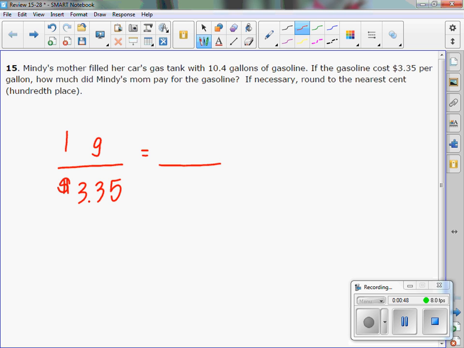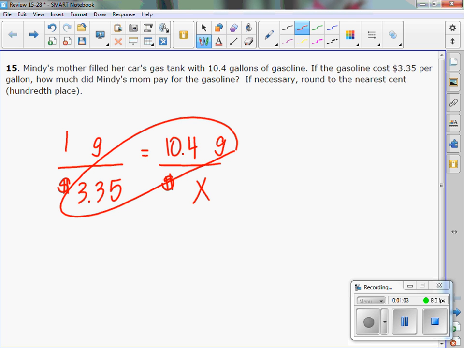So in my proportion, if I have gallons on top, I need gallons on top of my second ratio as well. Dollars on bottom, dollars on bottom. So we want to know how much for 10.4 gallons of gasoline. When you cross multiply here, you'll see that you need to multiply in this problem. So 3.35 times 10.4. Remember, when you multiply decimals, they do not have to be lined up. Whenever you get your answer, it comes out to $34.84.